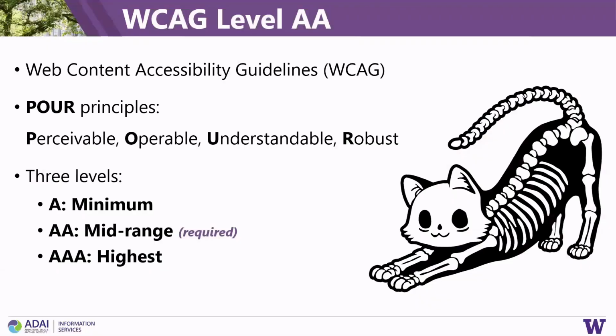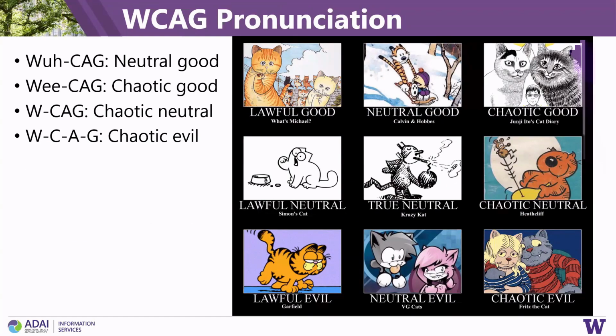Now, what is WCAG Level AA? WCAG stands for Web Content Accessibility Guidelines. This is a set of internationally recognized guidelines for digital accessibility developed by the World Wide Web Consortium, which is also called W3C. Now, pause here for a quick second to talk about the pronunciation of WCAG.